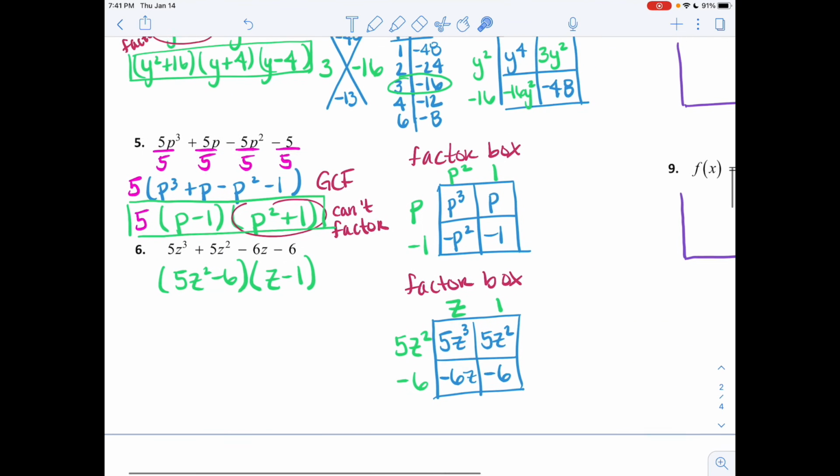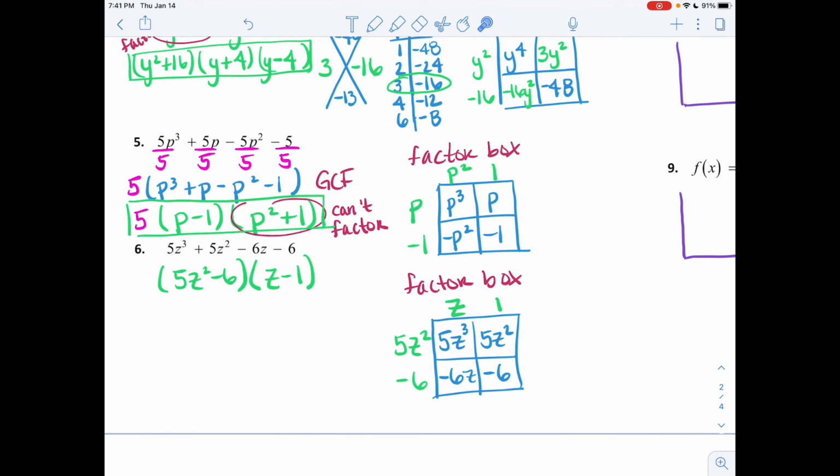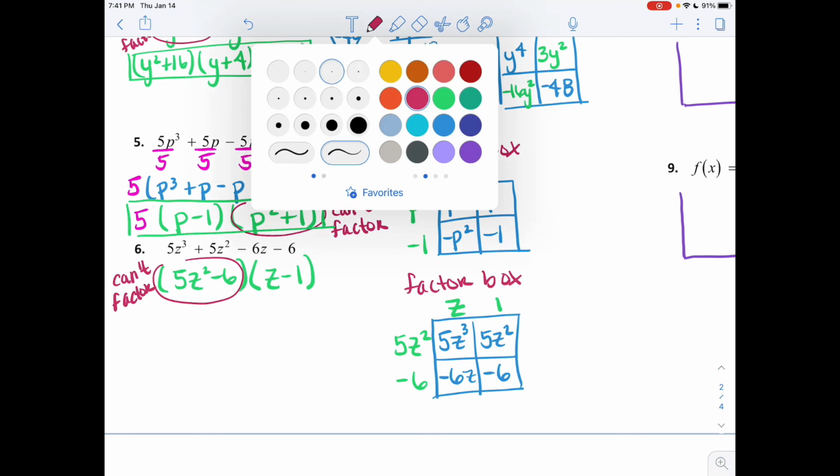I know that these aren't perfect squares because, well, 5 is actually a prime number and 6 is not the perfect square of anything. So we have a linear factor and a quadratic factor that cannot be factored more. And so we can say, once again, that we're done.